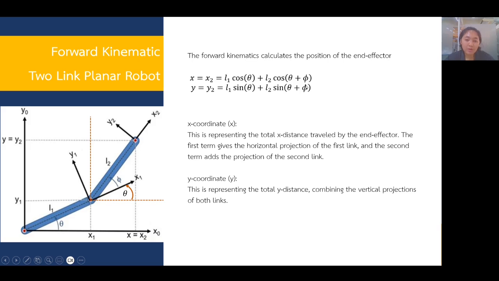The forward kinematics calculates the position of the end effector. The equation is like this, like the previous slide. The x coordinate represents the total x distance traveled by the end effector. The first term gives the horizontal projection of the first link, and the second term adds the projection of the second link. So the y coordinate represents the total y distance, combining the vertical projection of both links.